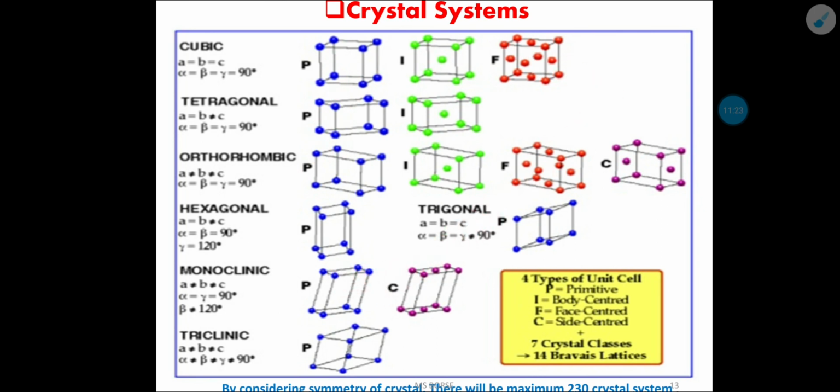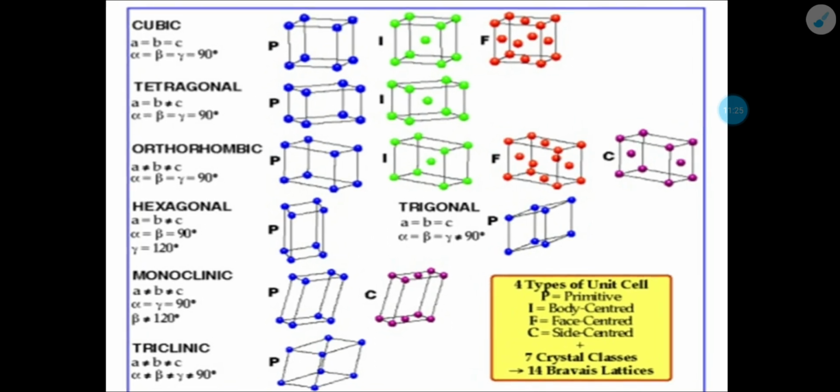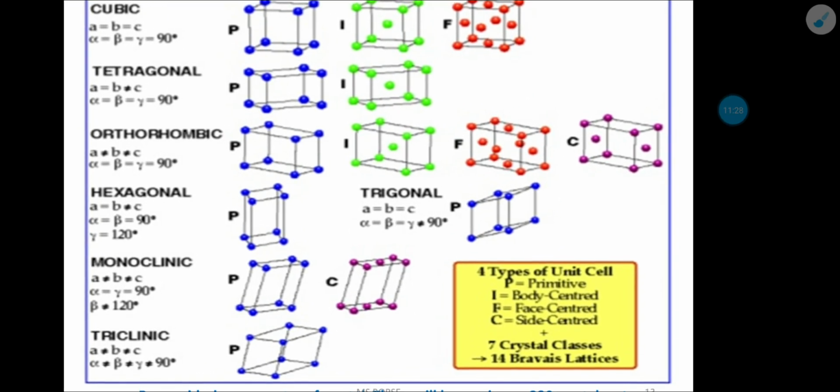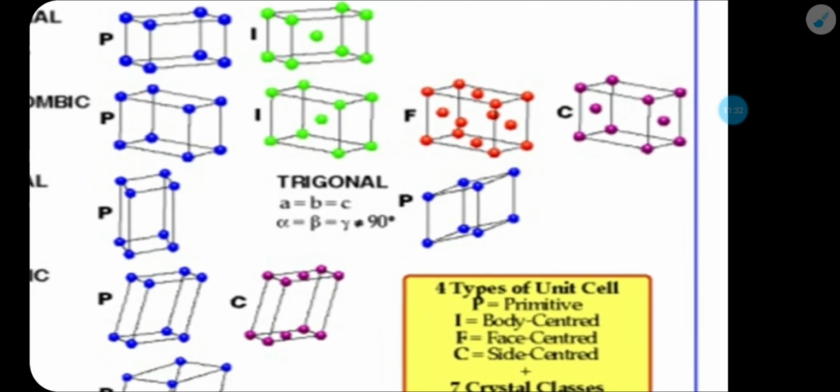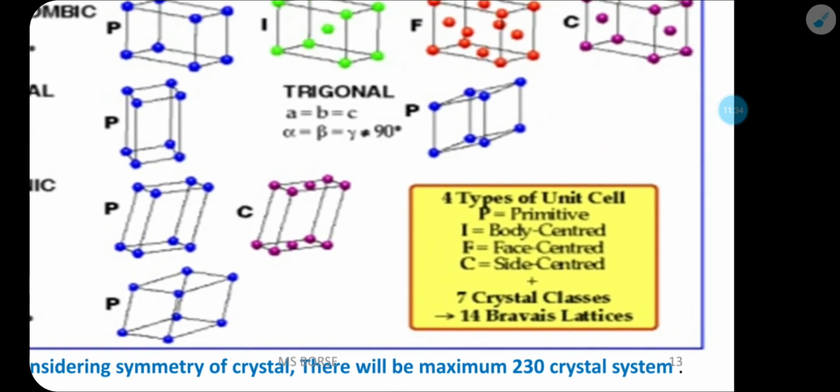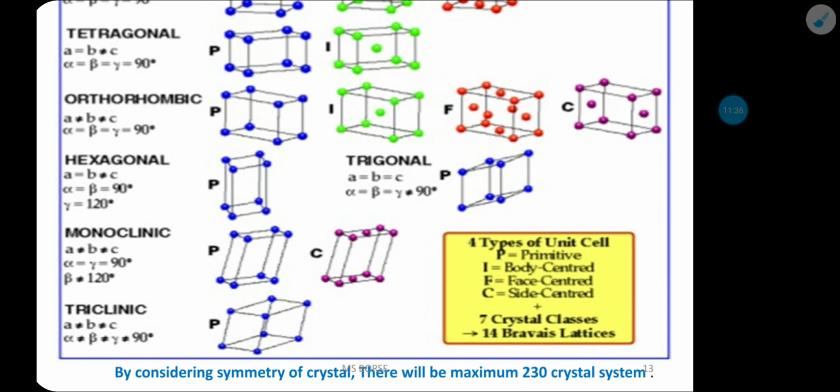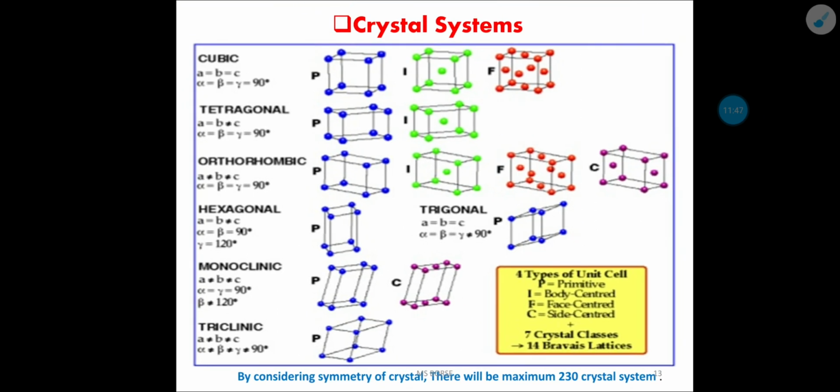By considering again the symmetry of the crystal, there are a maximum of 230 crystal systems available to date. That means a maximum of 230 crystal possibilities is observed in the universe.